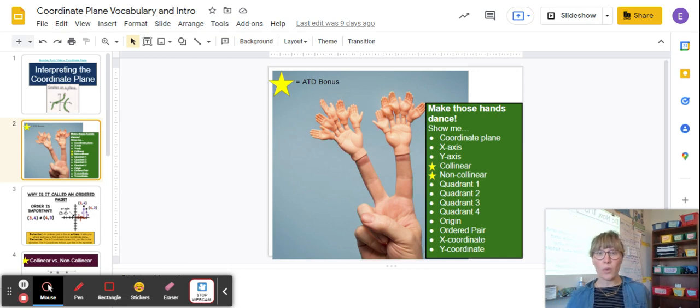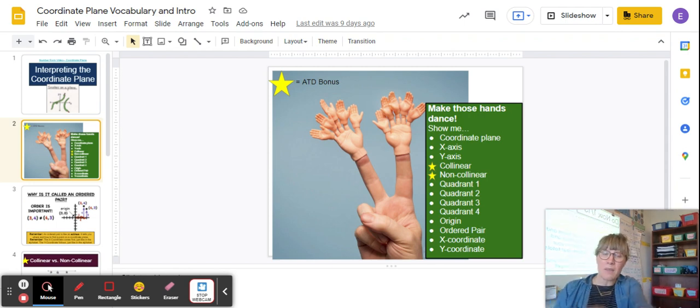Hello, team. So we are going to be doing some hand dances of sorts as we learn some new vocabulary. If you engage more senses, the better it helps you remember and learn different things. So in this case, as we're learning about the coordinate plane, we're going to give you some hand dances to help you remember the vocabulary that can be kind of confusing otherwise.